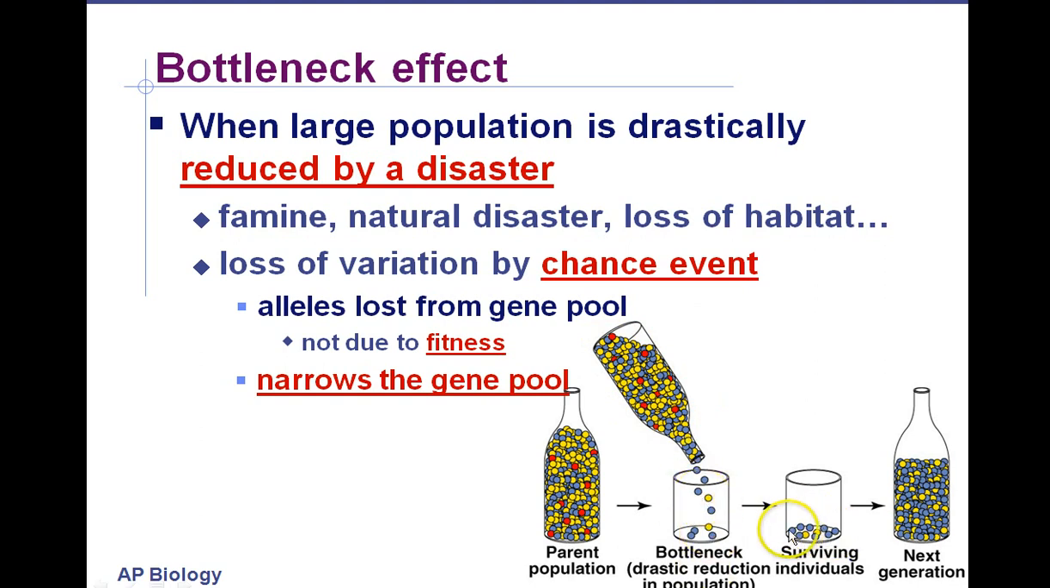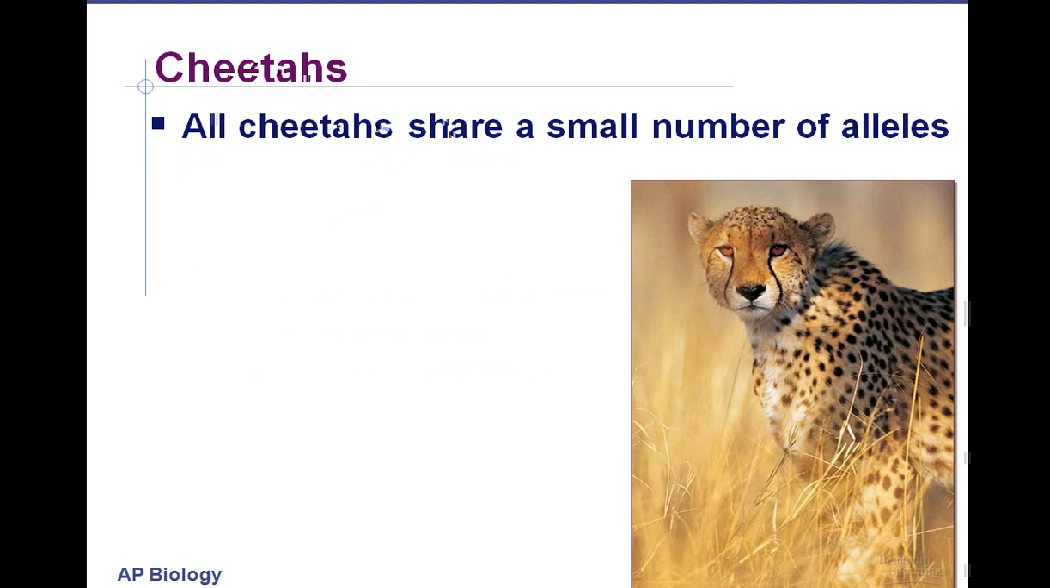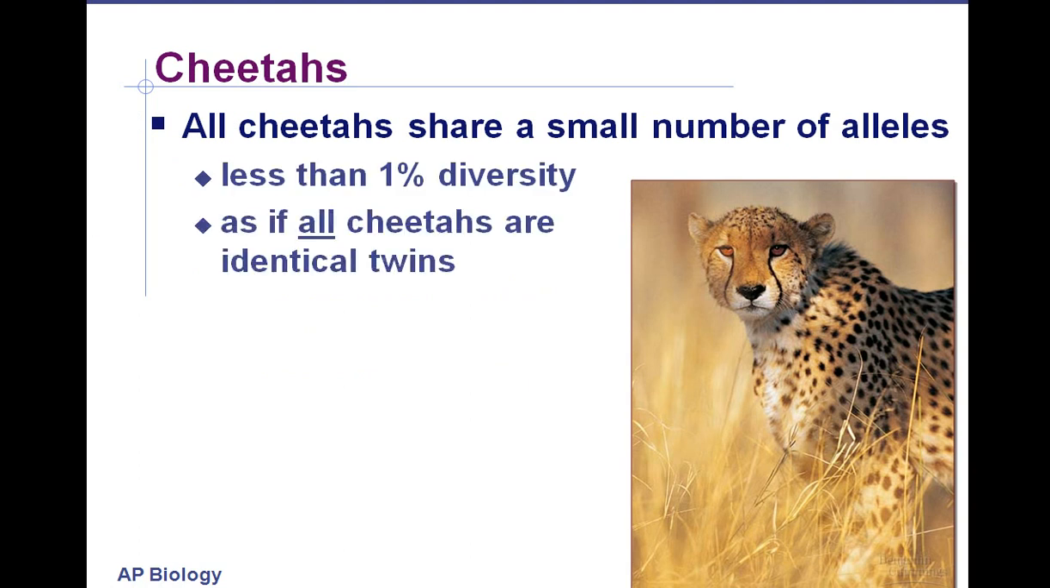And then they reproduce, they pass on their genes and have kids, and eventually, you have the blue and yellow allele in the population, but since the red was lost not due to natural selection but due to chance, due to a disaster, the new population that reproduces doesn't have that allele anymore, and that's called a bottleneck. Example is cheetahs. All cheetahs share the same number of alleles. There's less than 1% diversity in all cheetahs. They're almost like they're all identical twins. It's thought that they were reduced to one family, and that family interbred to bring them back from going extinct.